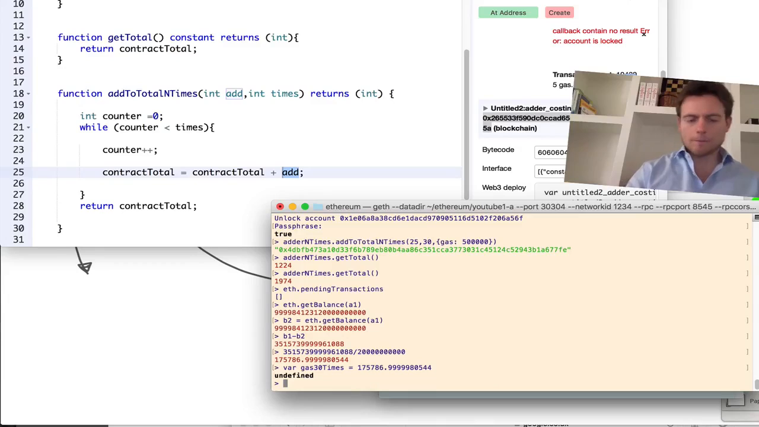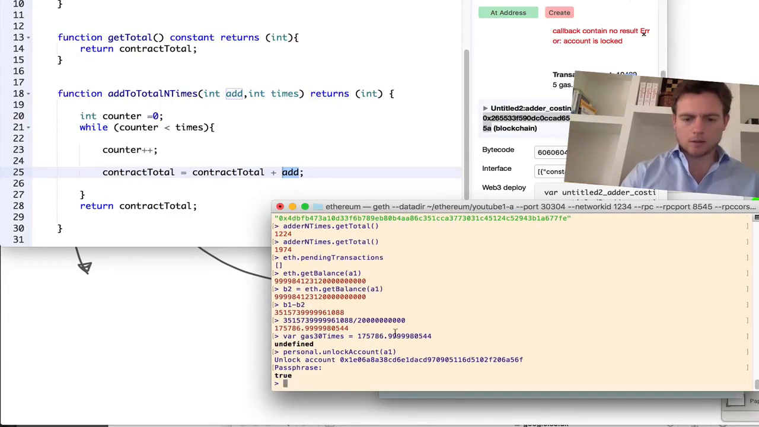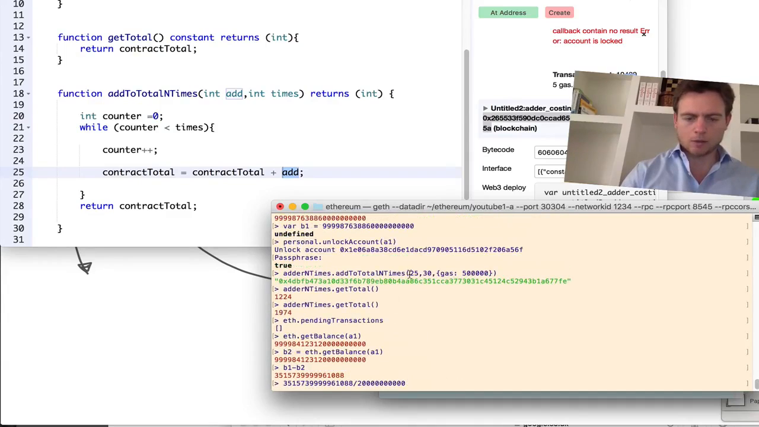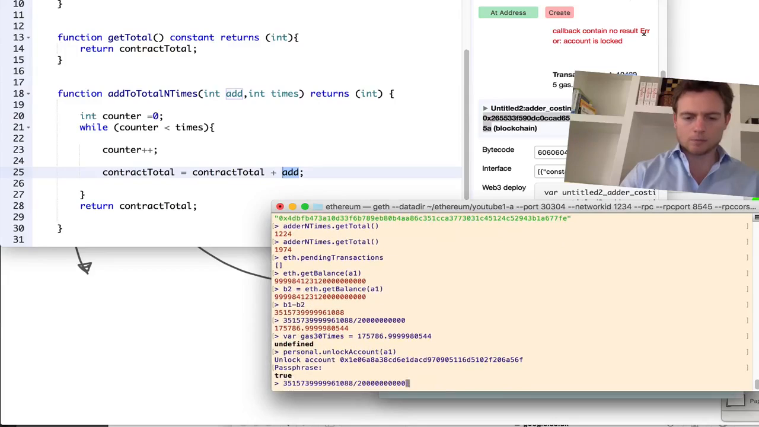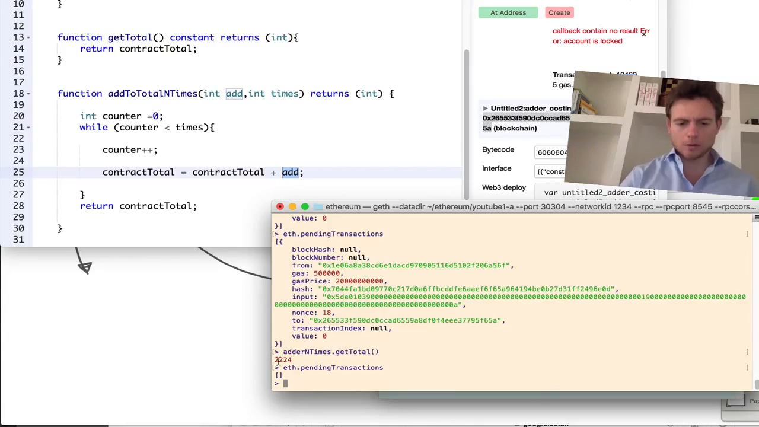So now I'm going to unlock the account again, and I'm going to send it around the loop only 10 times this time. So let's just wait for that to finish. That's finished now. So our total has been incremented again to 2224.